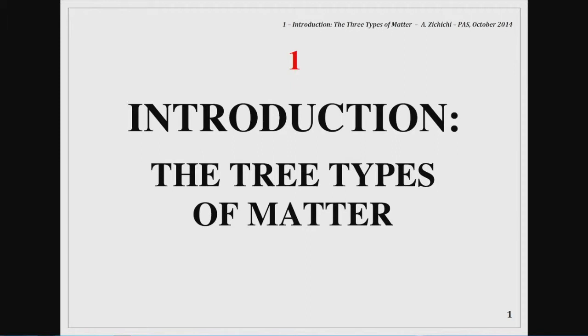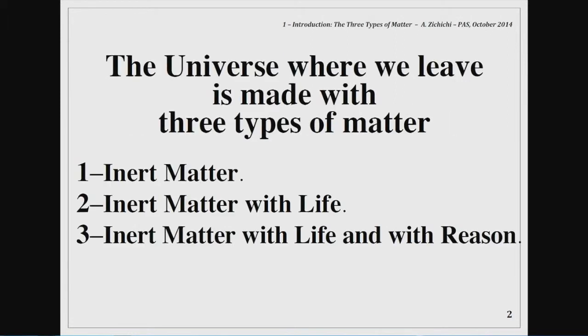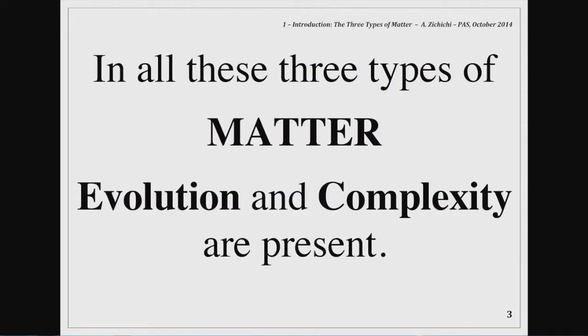So let me start with the three types of matter. We have seen during this interesting seminar that the universe where we live is made with three types of matter: inert matter, inert matter with life, and inert matter with life and with reason. In all these three types of matter, evolution and complexity are present.